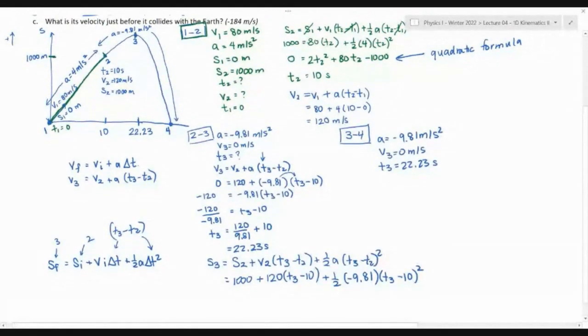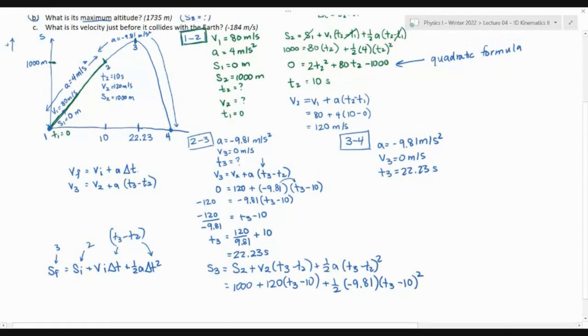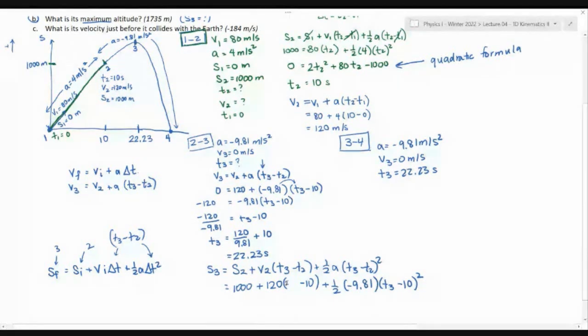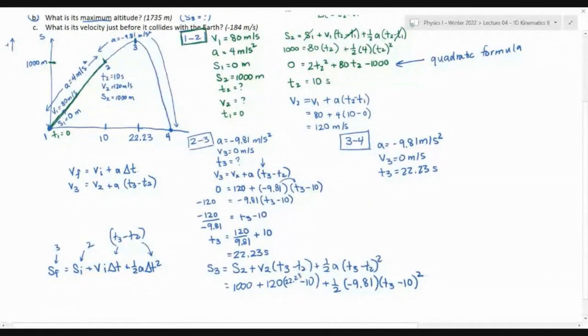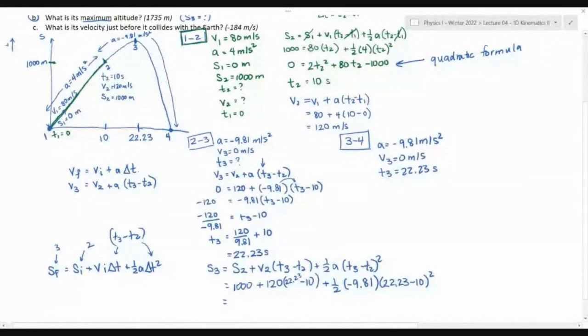And S3 is what we want. Oh, sorry, I should have put in my T3. We found T3 already. It was 22.23. So that's what goes here. And then we can type all of this up. So I'm going to type this up.